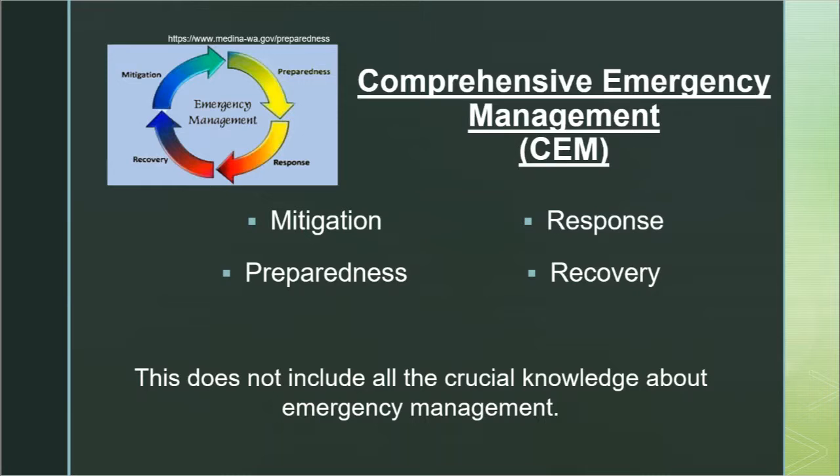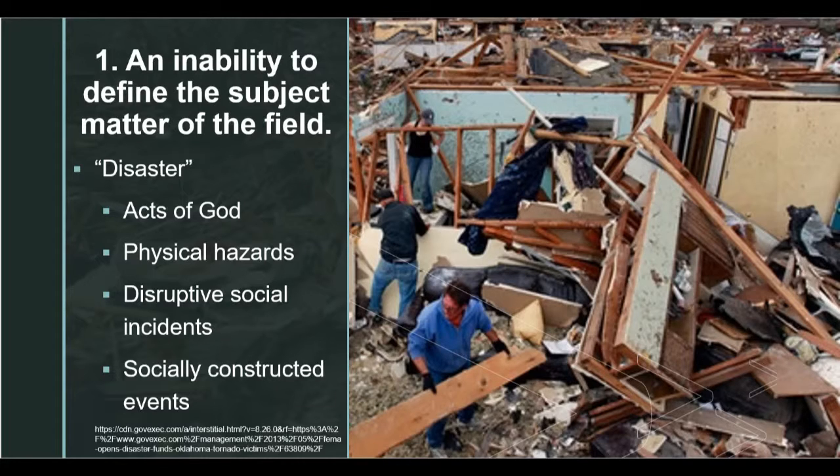Deciding what content is critical and should be covered in an EM theory causes issues among scholars. According to David McIntyre and Melissa Marshall, there are 10 main barriers. 1. Inability to define the subject matter of the field. The definition of disaster varies by groups, and without a single definition, it's hard to form a theory for EM.